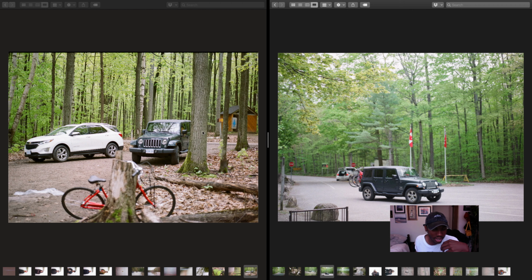I lose some of that green, but it's Portra 400. What do I expect, right? It's trying to mimic skin tones with scenery, which it doesn't work.